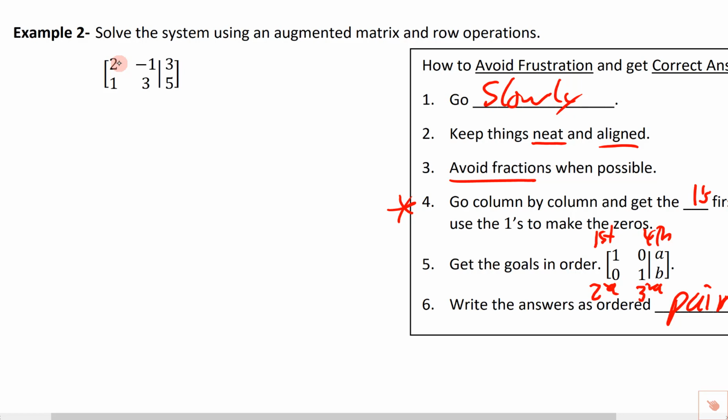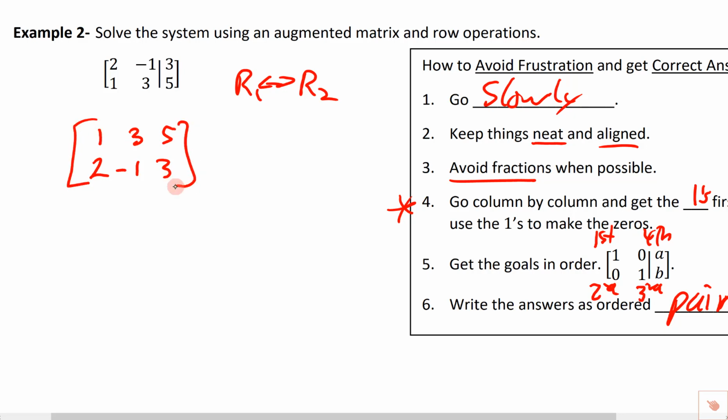Can we just swap them? Sure, we're going to do this. We're going to do row 1 swapped with row 2, so let's do that. You get the same answer. Okay, Wilson. Now I've got goal number 1 taken care of.